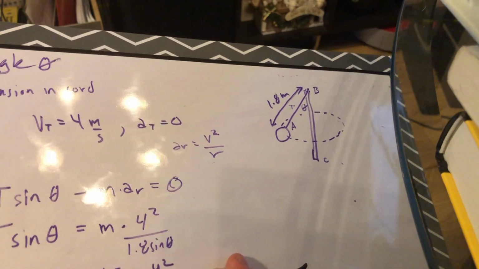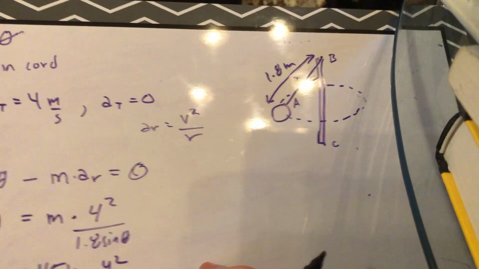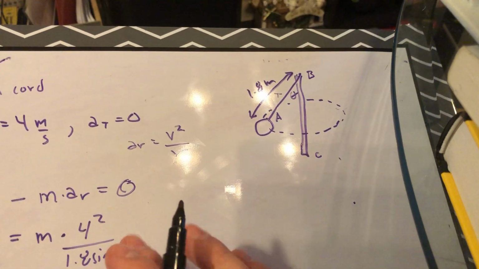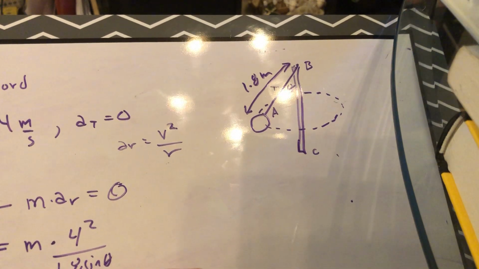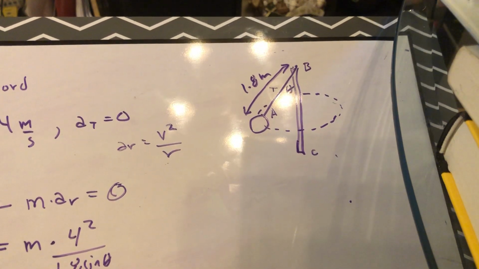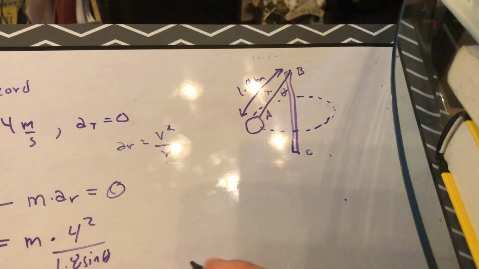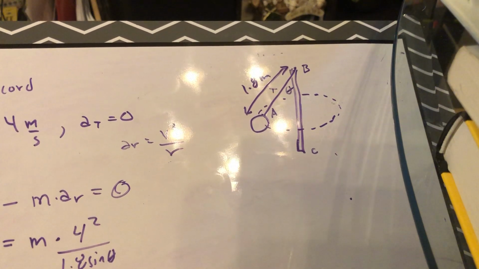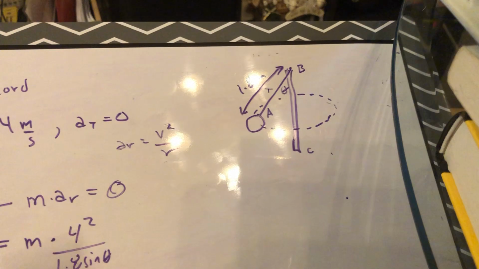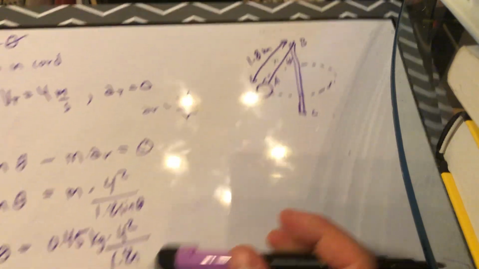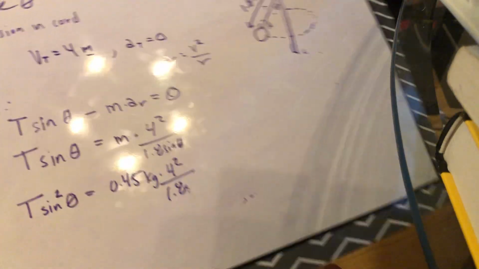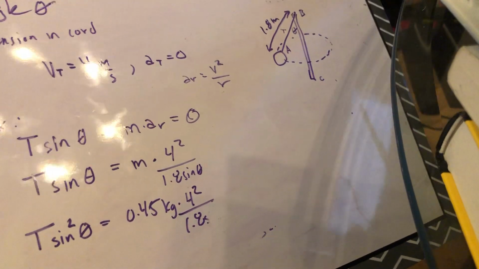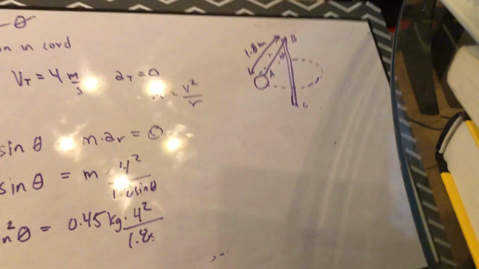So what did we do here? We have times still 1.8 sine theta. And to get rid of that, we can multiply by sine theta. So then that simplifies that, and we just put a squared term here. So that's cool. That simplifies it a little.